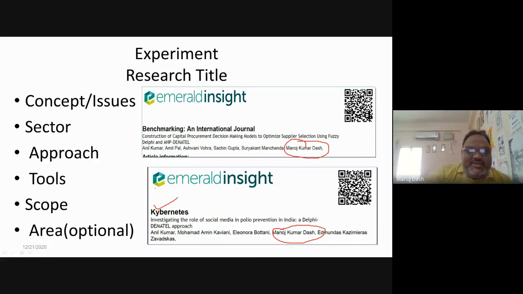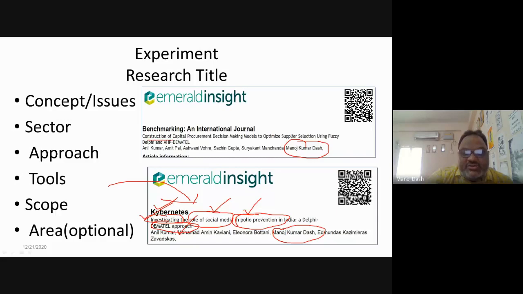Okay. So it means when you write a good paper, first of all, you divide the title into different parts. For example, here the role of social media is our concept. Polio prevention is the scope. Dimetal is our tool. Investigating is our approach. It means every viewer who reads this can understand that this person is talking about polio prevention, using social media, by applying an investigating approach and the Dimetal approach.